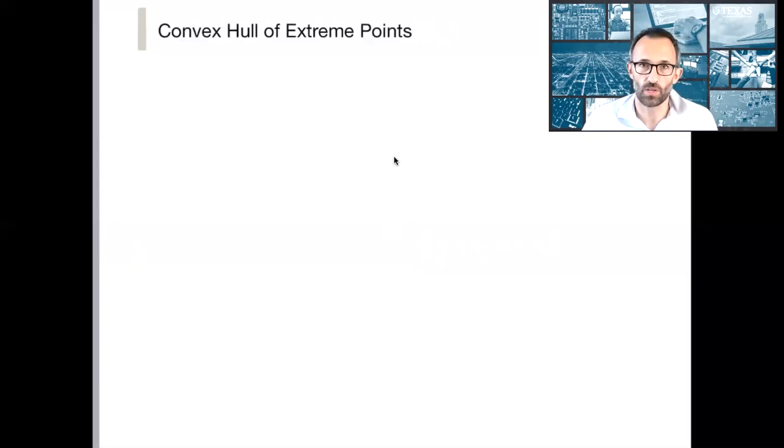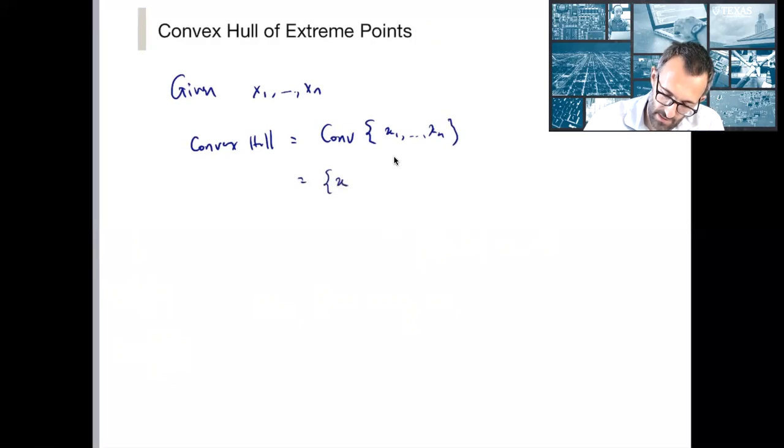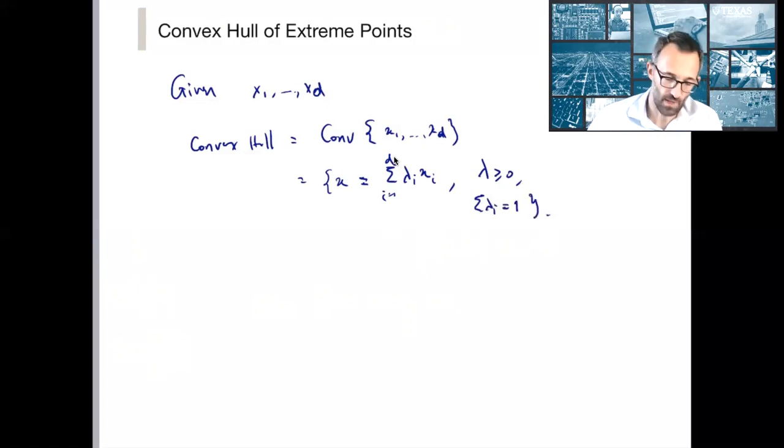One other important point, which again is very clear from drawings, is this concept of a convex hull of extreme points. Let me just give the quick definition. Given points x1 to xd, the convex hull, sometimes denoted by just conv or sometimes ch, of x1 to xd, is all points x that are equal to the sum of lambda_i x_i, i equals 1 to d, where the lambdas are non-negative and the sum of lambda_i is equal to 1.